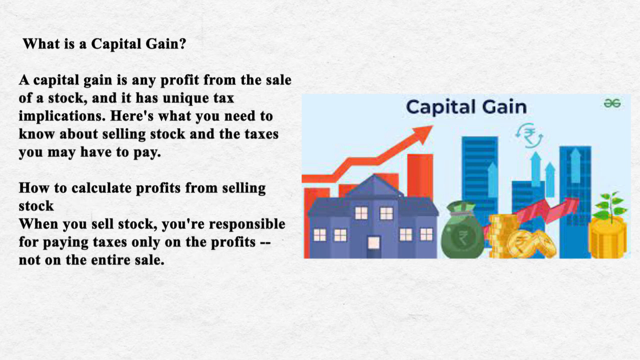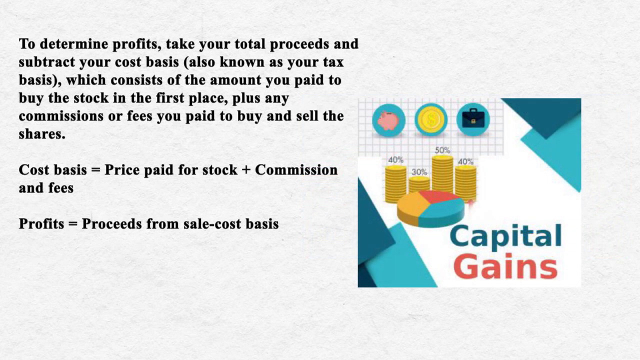How to calculate profit from selling stocks. When you sell stock, you're responsible for paying taxes only on the profits, not the entire sale. To determine profits, take your total proceeds and subtract your cost basis, also known as your tax basis, which consists of the amount you paid to buy the stock in the first place, plus any commissions or fees you pay to buy and sell the shares. Cost basis equals the price paid for stock plus commission and fees. Profits equals the proceeds from sale minus cost basis.